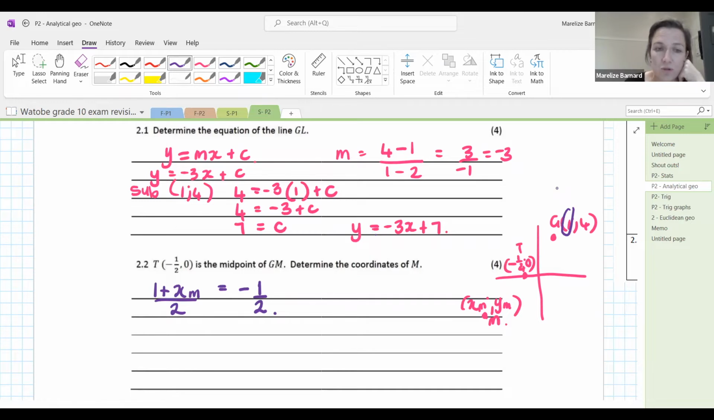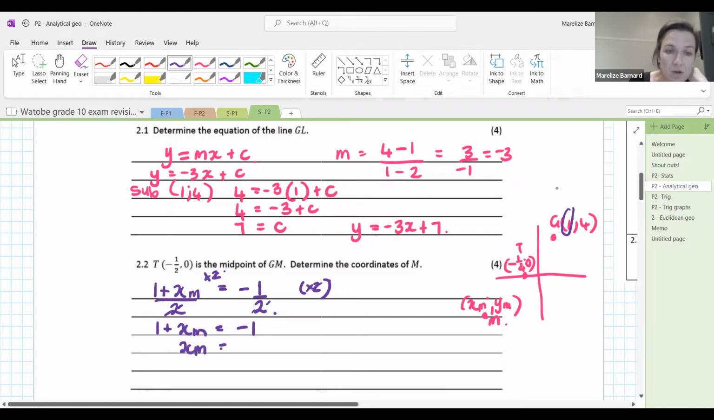We times by 2. So 1 plus x at M is equal to minus 1. And that's just timesing by 2 on both sides. If I times by 2 on this side, the 2 just cancels out, and that 2 cancels with the 2 you're timesing by. When you solve for that x coordinate by taking the 1 over to the other side, you subtract it. So minus 1 is going to give me minus 2.